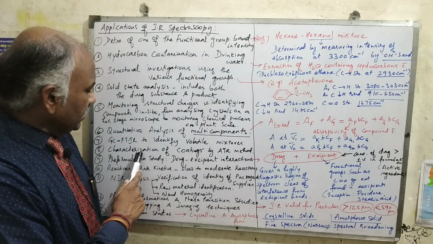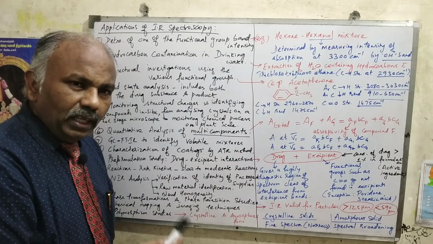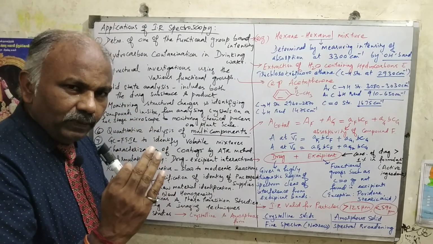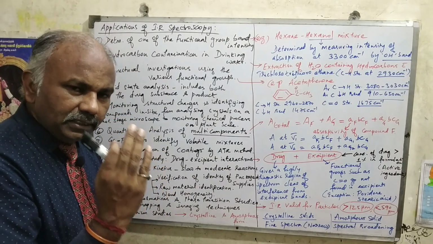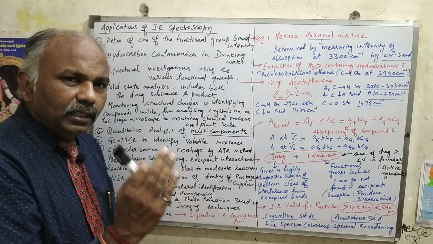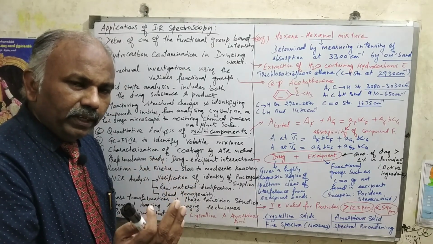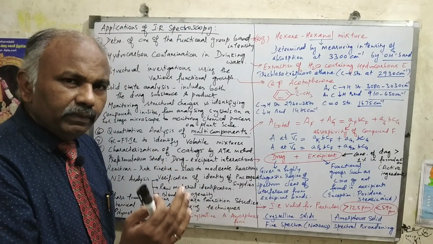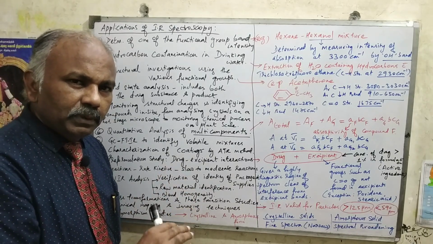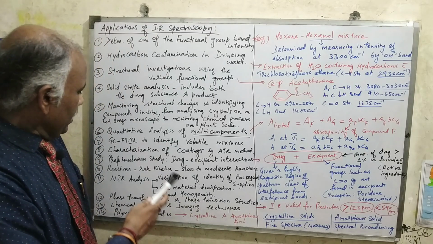There is another application called characterization of coatings by the ATR method. Coating is a surface technique. So if you want to analyze the characterization of coatings by IR spectrometer, we use the attenuated total reflectance technique, a modified form of IR called the ATR technique, where we can analyze any type of sample, whether solid, liquid or semi-solid.